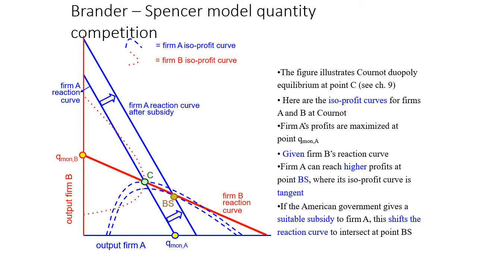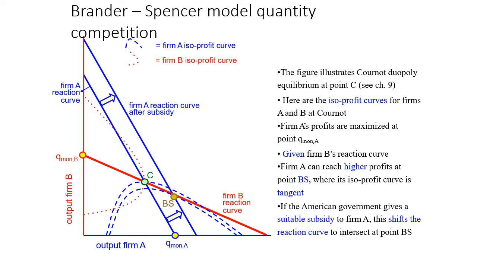And that will occur on an isoprofit curve that is actually lower than the original isoprofit curve that passed through point C, but because it's closer towards the output from A's x-axis, or the output from A's blue line there at the bottom, profit is actually increasing.